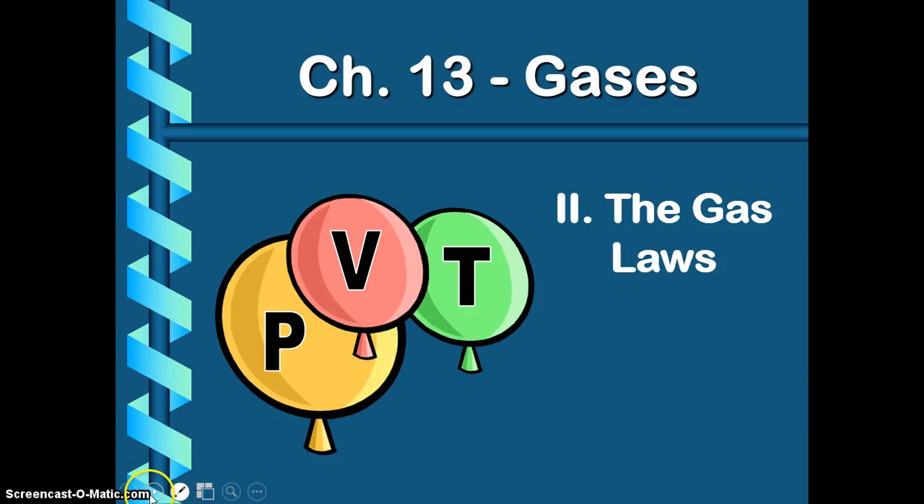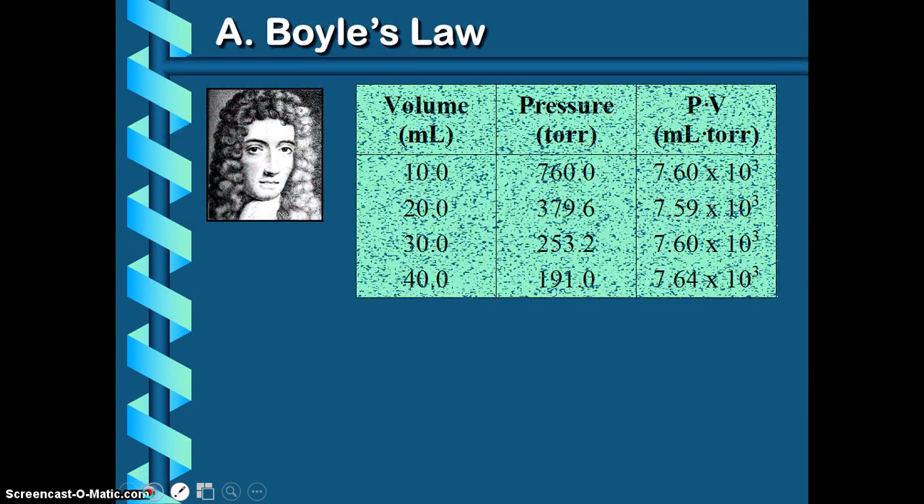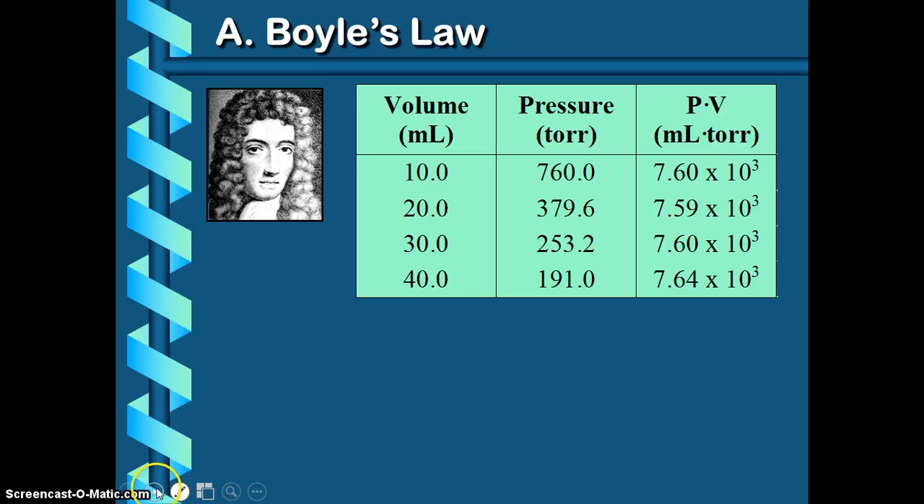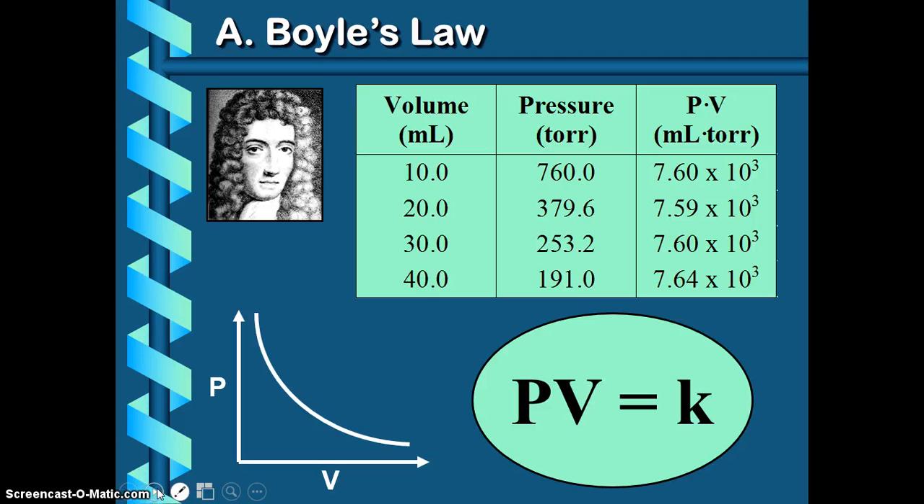We're going to begin covering the individual gas laws, beginning with Mr. Boyle. This is a picture of Mr. Boyle and his lovely hair, or wig, that he has on there. He looked at the relationship between pressure and volume, holding everything else constant. And what he found is that pressure and volume are inversely proportional. So as one goes up, the other goes down, and vice versa.